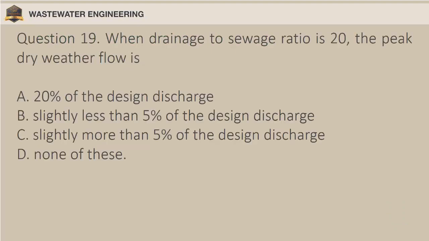Question 19. When drainage to sewage ratio is 20, the peak dry weather flow is A. 20% of the design discharge. B. Slightly less than 5% of the design discharge. C. Slightly more than 5% of the design discharge. D. None of these.